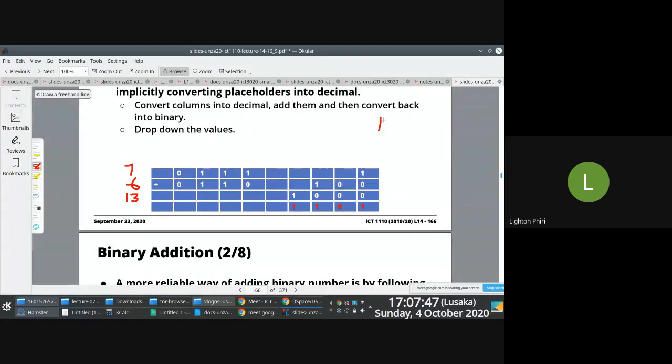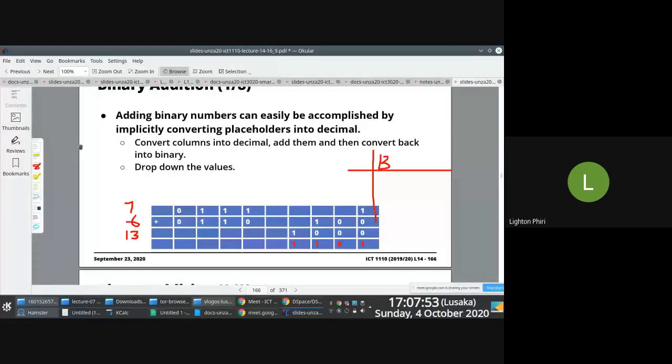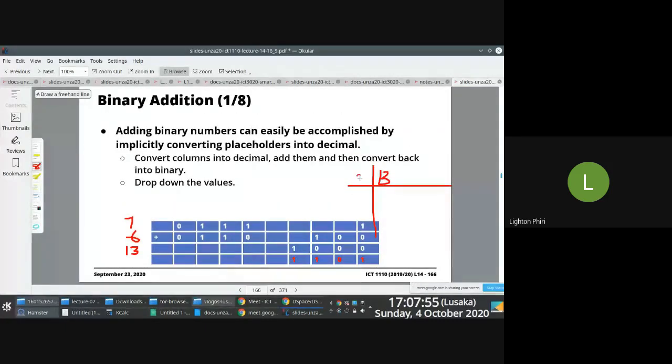Converting 13 into binary is pretty easy here. All you would do is repeatedly divide your 13 by 2, right? And then the answer is 2 into 13 is 6 times remainder 1. 2 into 6, the answer is 3, remainder 0.